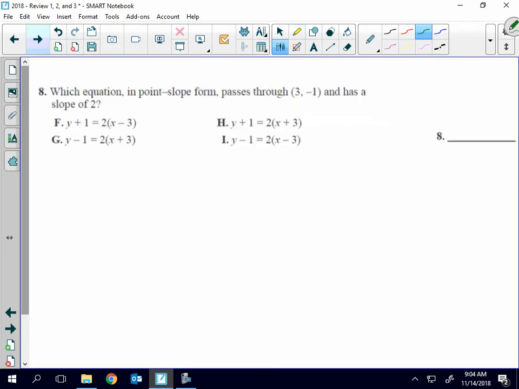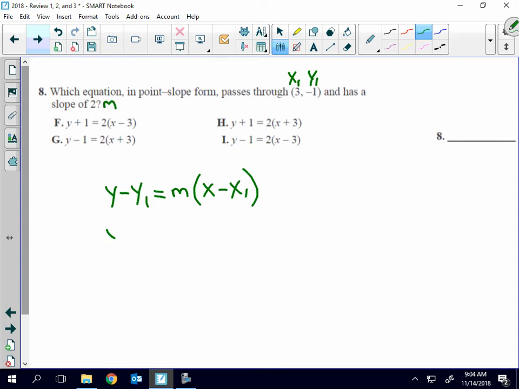Which equation in point-slope form passes through (3, -1) and has a slope of 2? Okay, remember this is y minus y1 equals m times x minus x1. And this is our x1 and y1, and this is m. All you're doing is plugging in.